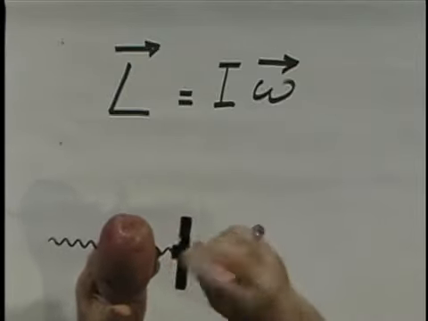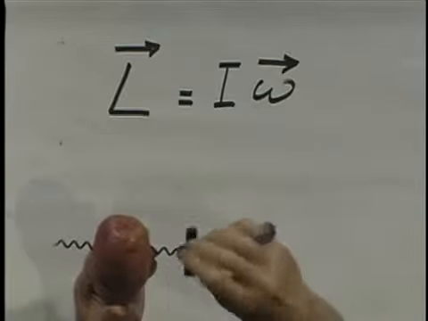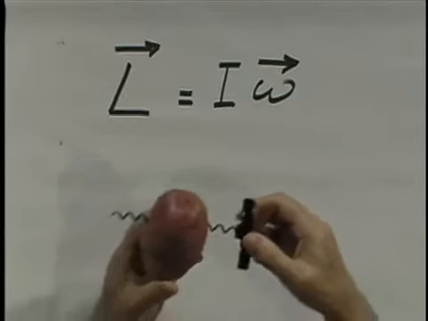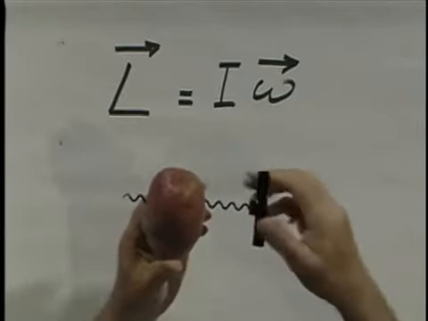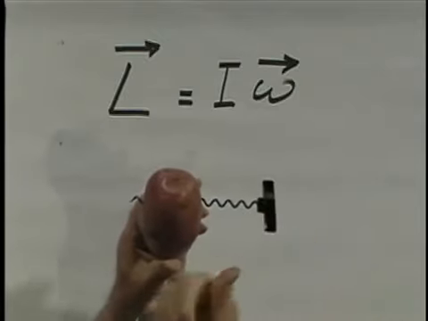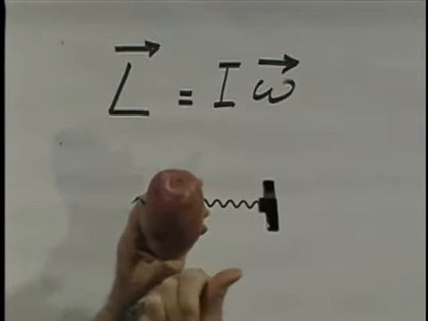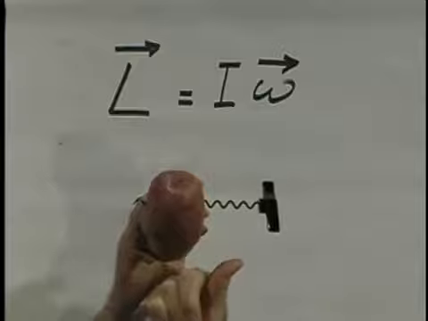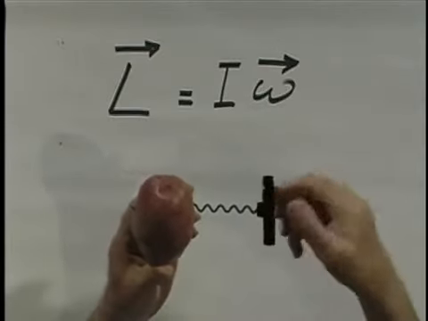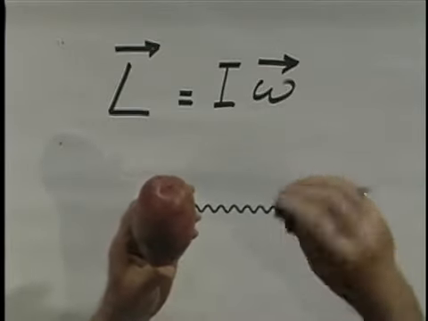If now I go counterclockwise, you see that the corkscrew comes out, and so now the angular velocity omega is in this direction, and therefore the angular momentum is also in this direction. The corkscrew is now coming out of the potato.